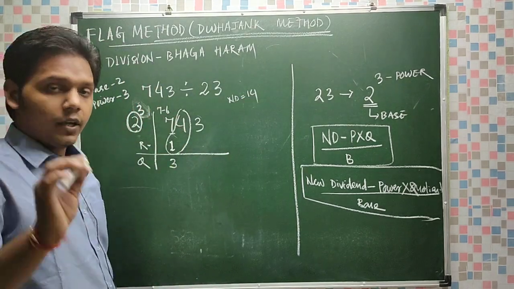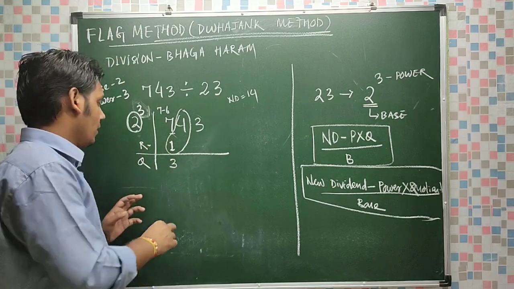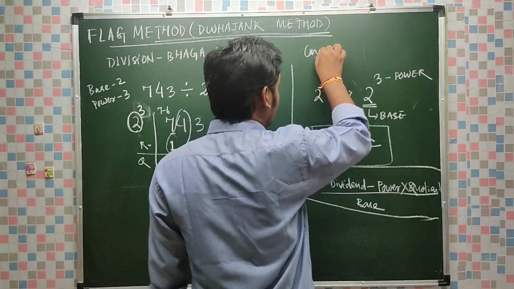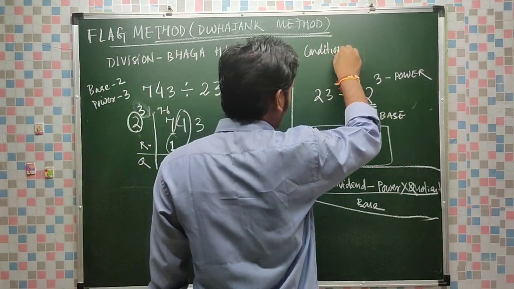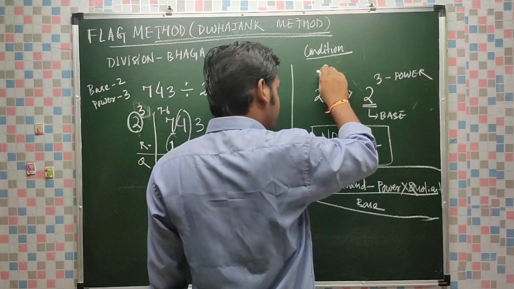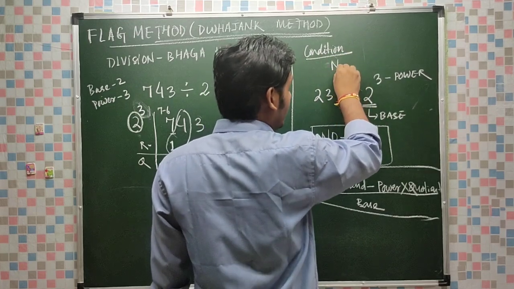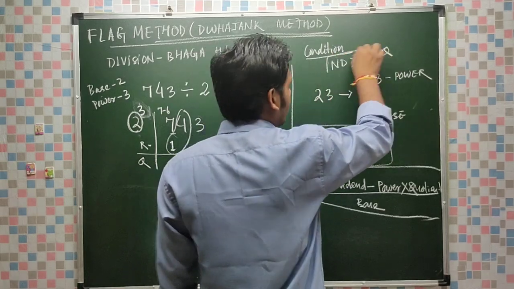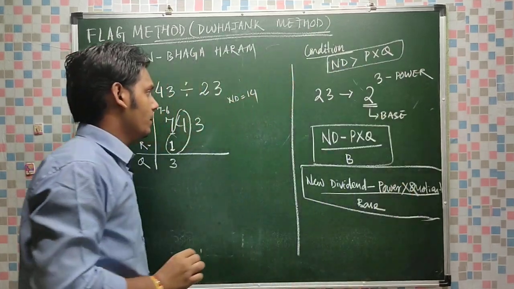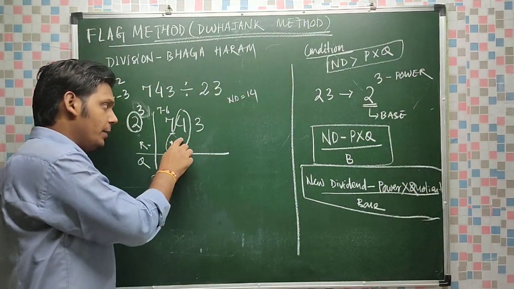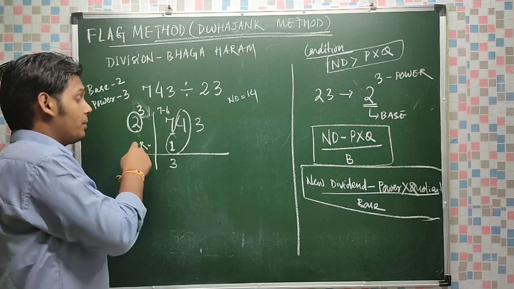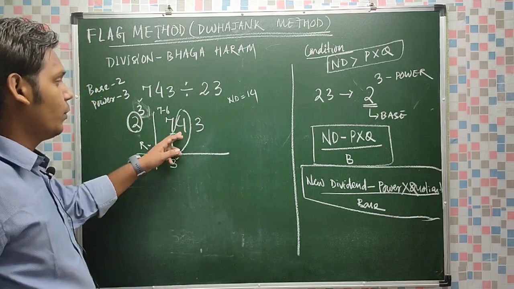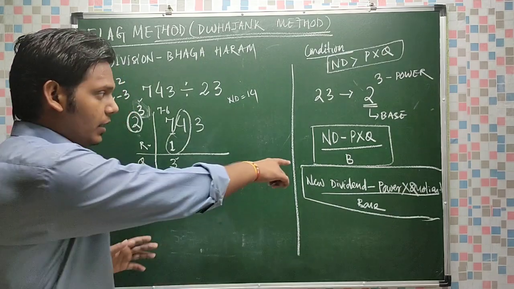One condition you have to check always whenever you are doing this division: whether you can take 3 properly or not. The condition is that the new dividend must be greater than the product of power and quotient. Thereafter your division is possible. Here 14 is the new dividend. Power is 3, quotient is 3. So 3 into 3, 9 is less than 14, the new dividend. Then we can use this formula.